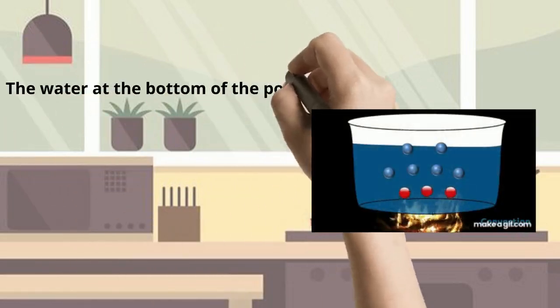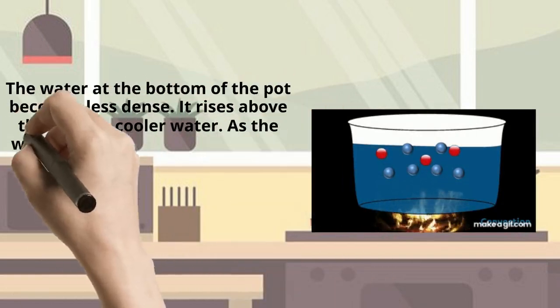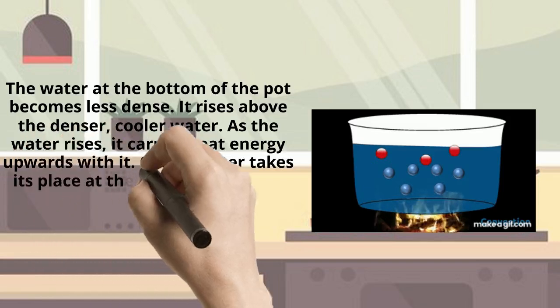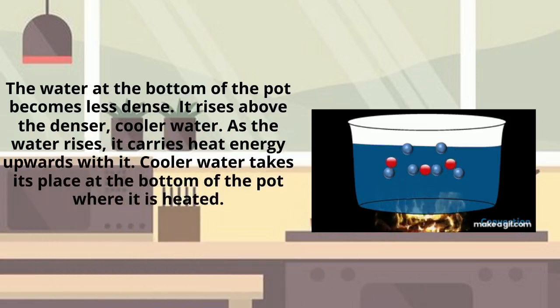The water at the bottom of the pot becomes less dense. It rises above the denser, cooler water. As the water rises, it carries heat energy upwards with it. Cooler water takes its place at the bottom of the pot where it is heated.